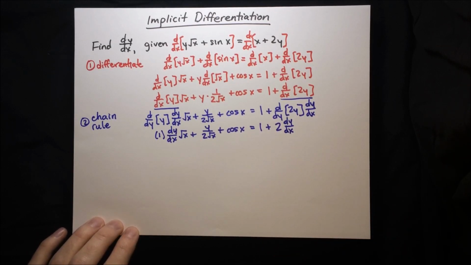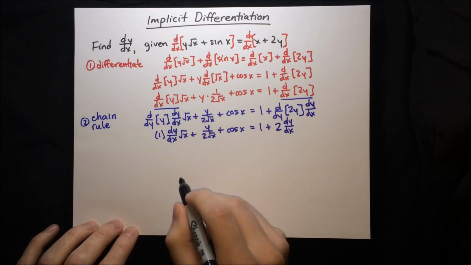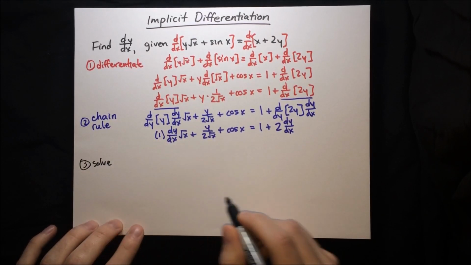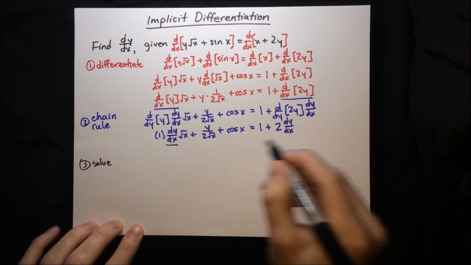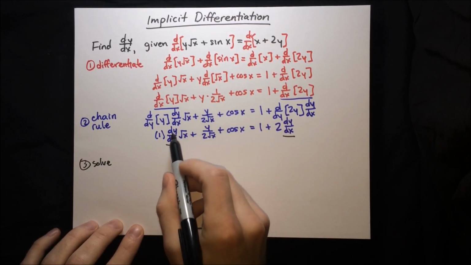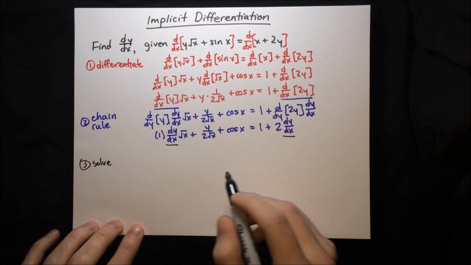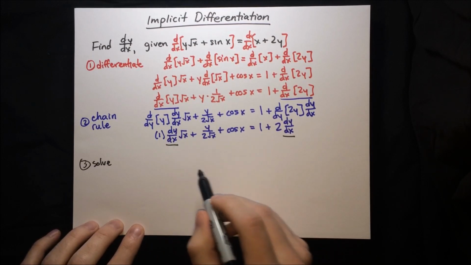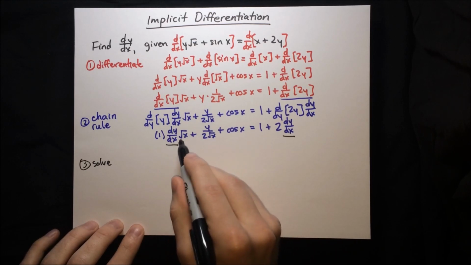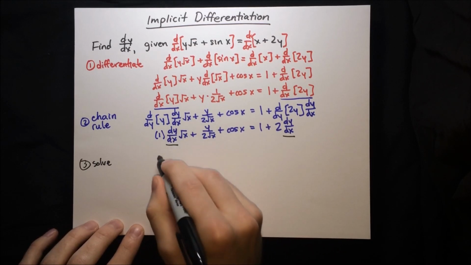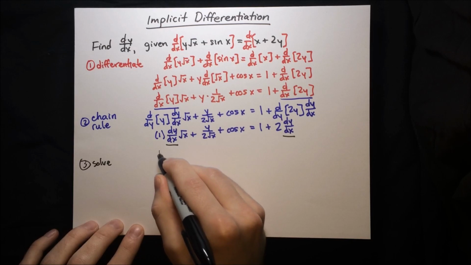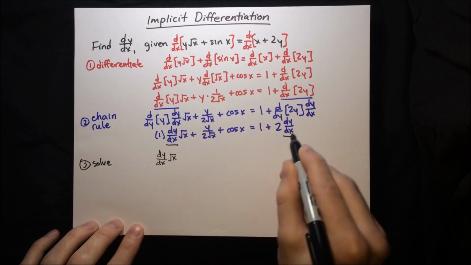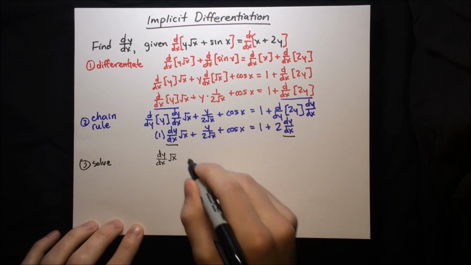And now that we've taken these derivatives, we just need to solve for the derivative. So we're looking at this and this. We want to group up these dy dx terms and just get them on one side of the equation by themselves. So we'll keep this term on its side of the expression right now. So dy over dx root x, and then we'll subtract off that 2 dy dx term.